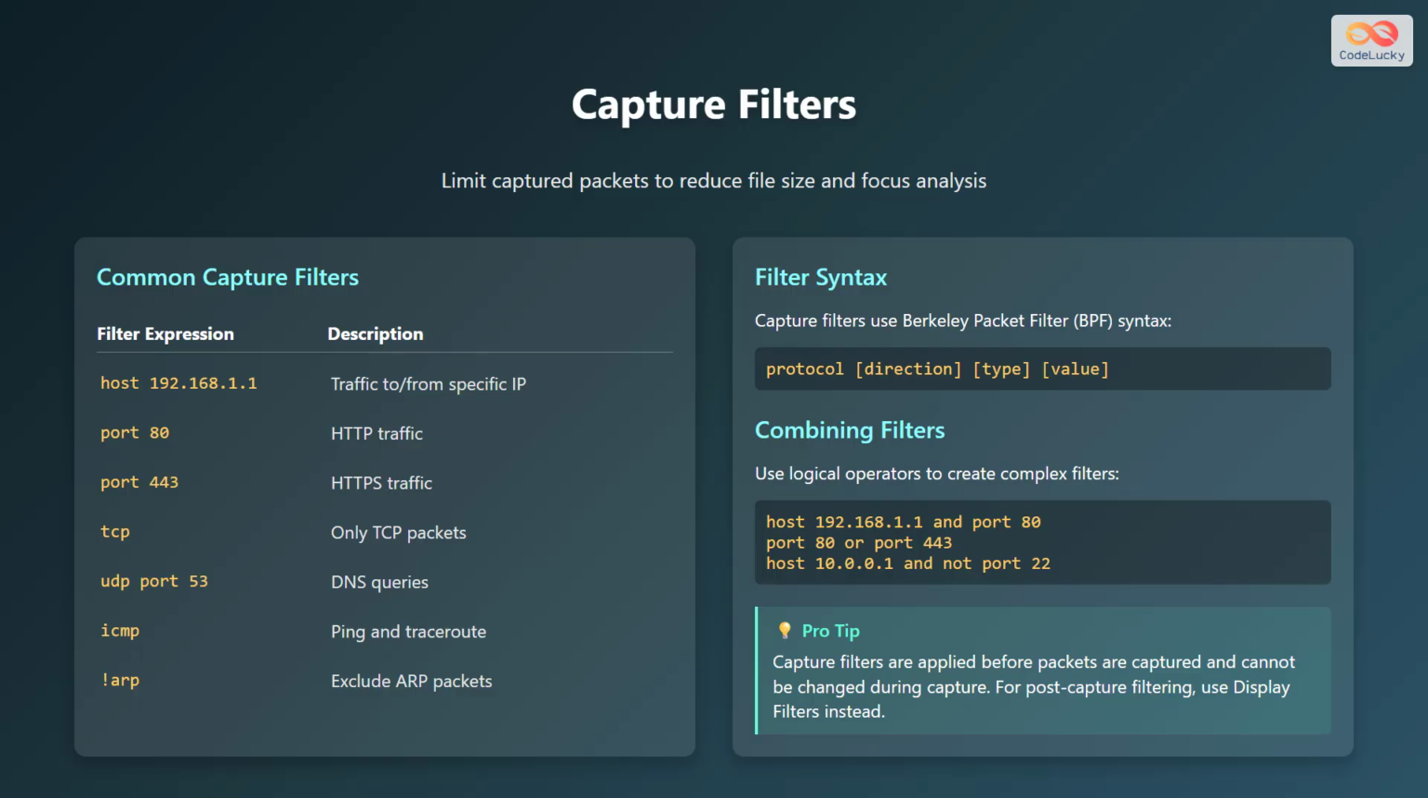Capture filters use Berkeley Packet Filter or BPF syntax, which follows the format protocol direction type value. You can combine filters using logical operators such as AND, OR, and NOT to create more complex filters. Remember that capture filters are applied before packets are captured and cannot be changed during the capture. For post-capture filtering, you should use display filters instead.